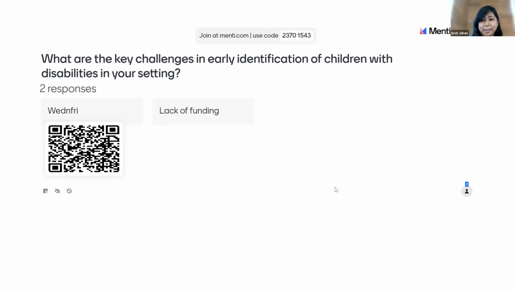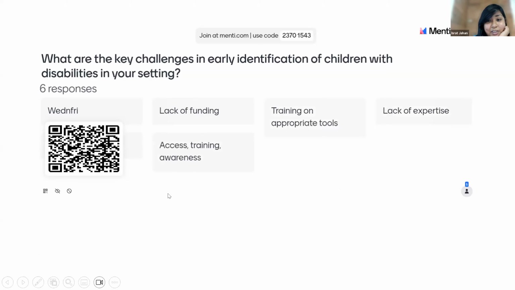Okay, not very interactive yet. You could text your response to the chat box though. What are the key challenges you think you face in your settings in terms of early identification of children with disabilities? Okay, awesome. A few challenges already came.